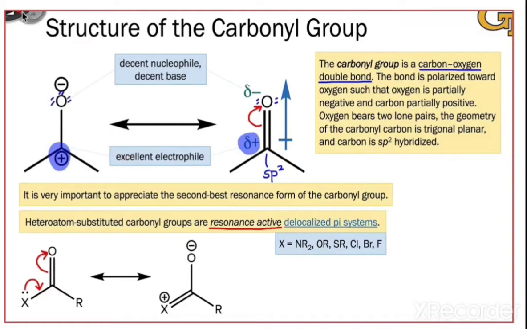Now it is very important to appreciate the second best resonance form of the carbonyl group. The heteroatom-substituted carbonyl group is a resonance-active or delocalized pi system. Here, if X is a heteroatom, at that time the delocalization is very efficient, and it will be more reactive.